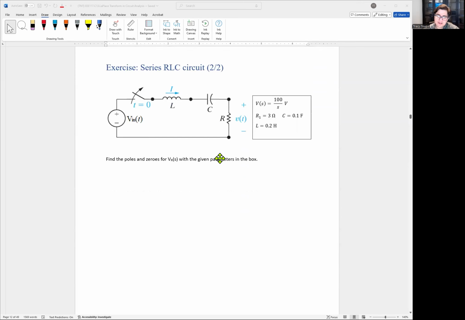Next, for the exercise, we're going to give you variables R, C, and L. So go ahead and plug them into your output voltage and try to find your quadratic formulas and get your roots, right? That's what poles and zeros are, the roots of your output voltage, okay? So go ahead and try that. We'll come back in 15, 20 minutes to see how you did, and we'll check your work. So we'll see you guys in a few.